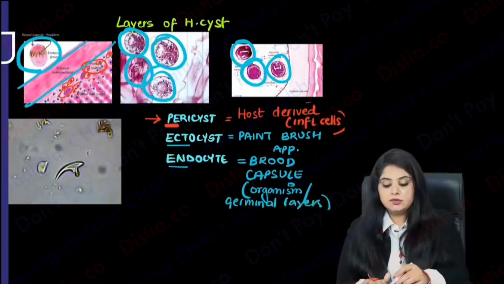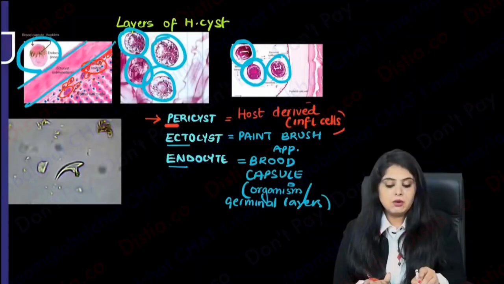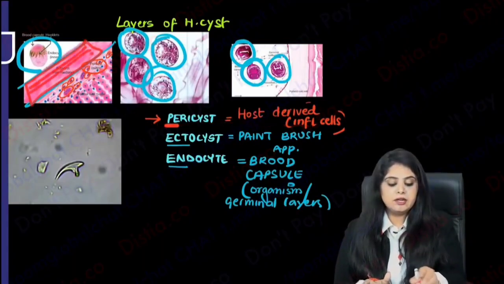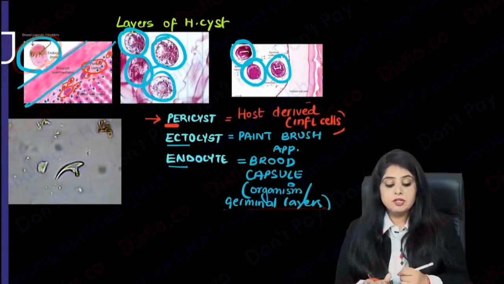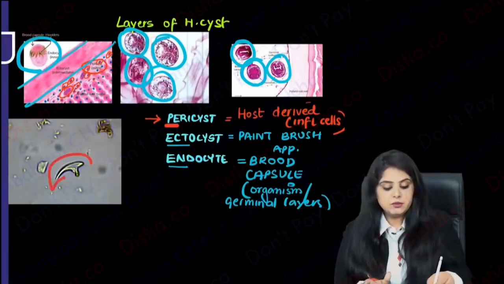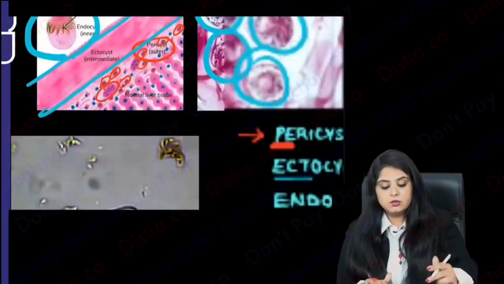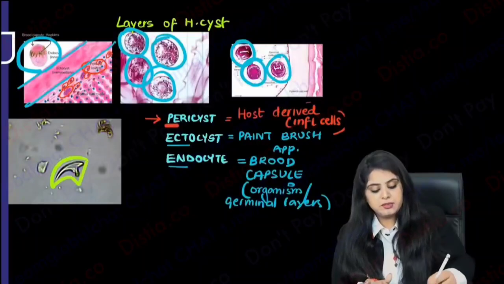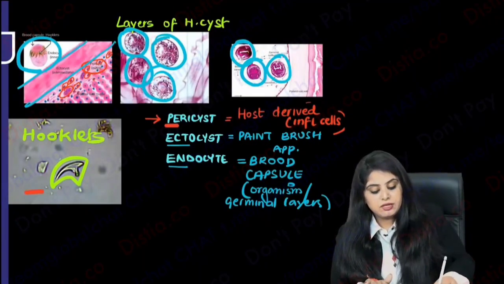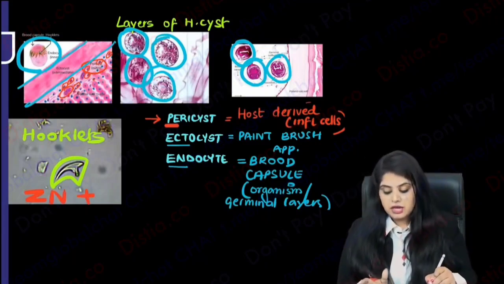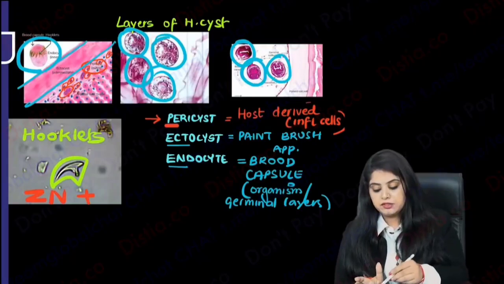And finally, you'll say from outside to inside, if I have to go, outer layer is pericyst, which people have made, host derived. Then ectocyst is going to look like a pink color paintbrush appearance. And endocyst is where all the brood capsules are formed. So what is there in the fluid? In the fluid, you see these hooklets, because obviously Echinococcus has hooklets, na? So you will see these hooklets also that are present. So please note, and if you go back to your general microbiology, I have taught you that hooklets of hydatid are Zn stain positive.